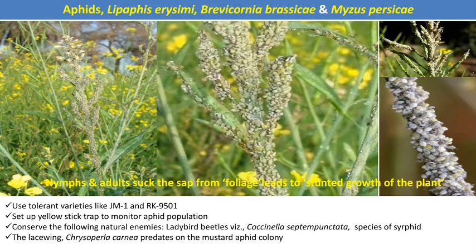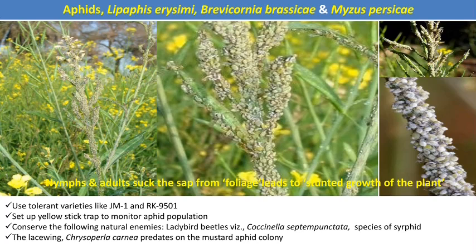Next, that is the aphids. It is also a major sucking pest of mustard. There are nearly three species, that is Lipaphis erysimi, Brevicoryne brassicae, and Myzus persicae, which infest the mustard crops. Here, both nymphs and adults congregate on the tender plant parts of the mustard crops and start their feeding by sucking the cell sap. As a result of feeding, in case of severe infestation, the plant wilts and dries and stunted growth occurs.